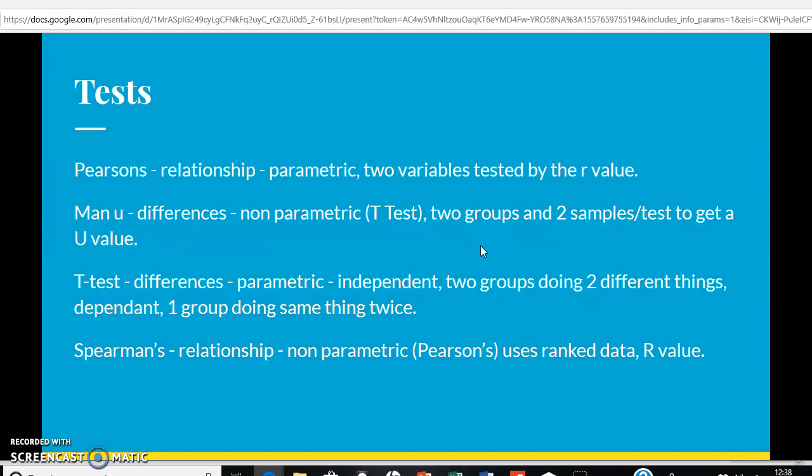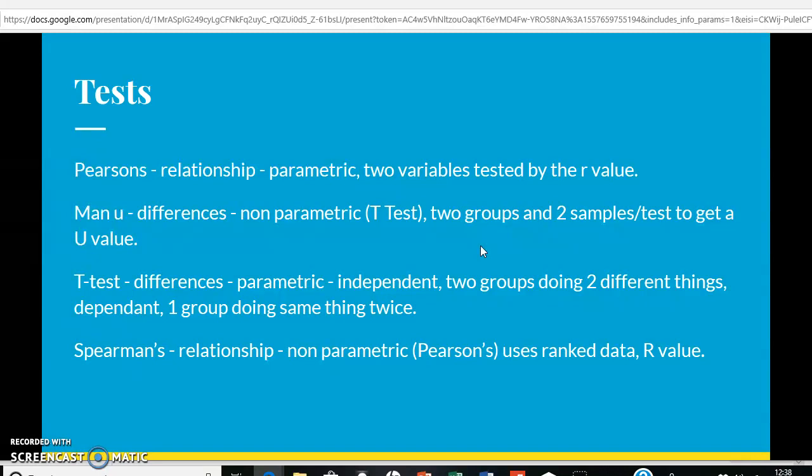Mann-Whitney U-test is non-parametric and tests for differences in datasets. It is the equivalent to the t-test using ranked data. Two same-size samples are used with two groups to test for the significance between the independent data. A U-value is used to show the significance.